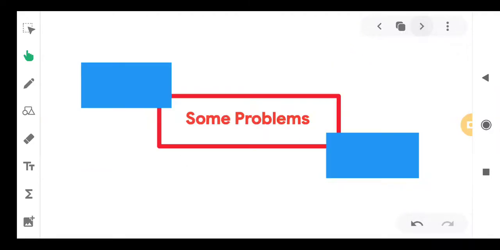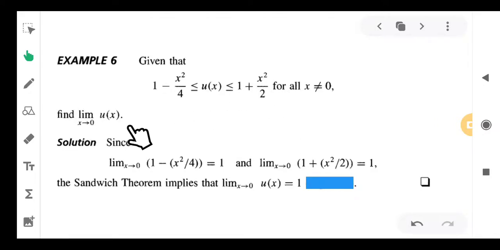Okay. Now we will have some problems. This is very important as far as the examination point of view is concerned. Suppose you have an inequality like this. You have a function u of x which is sandwiched in between 1 minus x square by 2 and 1 plus x square by 2 for all x not equal to 0. That means this is true for all x not equal to 0. Now the question is, what is the limit of u of x as x tends to 0?